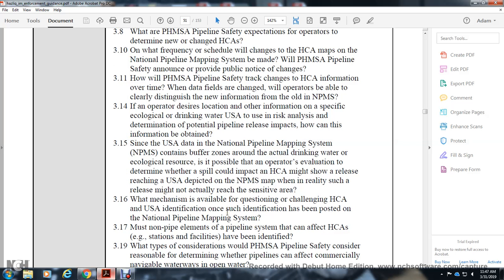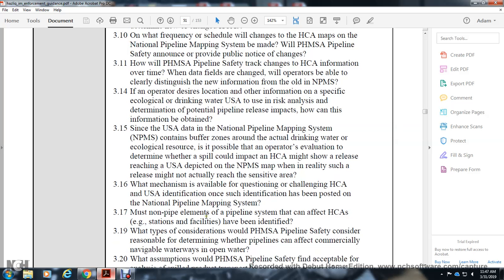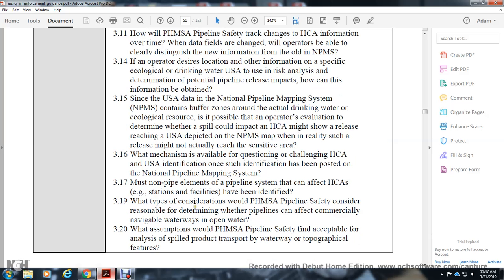3.16: What are the mechanisms available to question the change of the high consequence area or undefined segment area identification once the identification has been posted on the National Pipeline Mapping System? 3.18: Most non-pipe elements of the pipeline system, such as station facilities, have been identified. 3.19: What type of consideration has the Pipeline and Hazardous Materials Safety Administration considered responsible to determine whether the pipeline can affect waterways and open water? 3.20: What are the assumptions PHMSA considers acceptable for the analysis of spill product transport by way of topographical features?